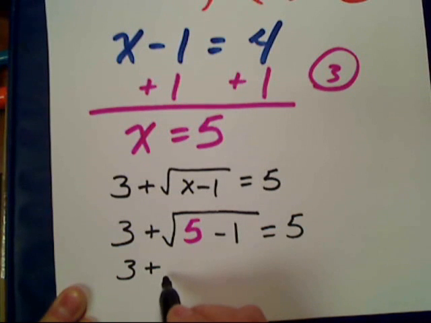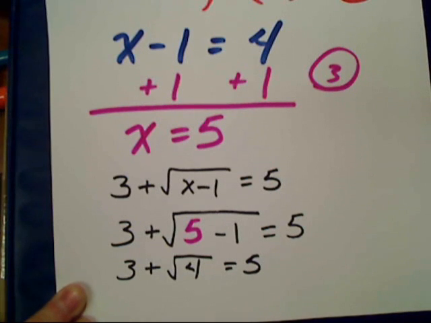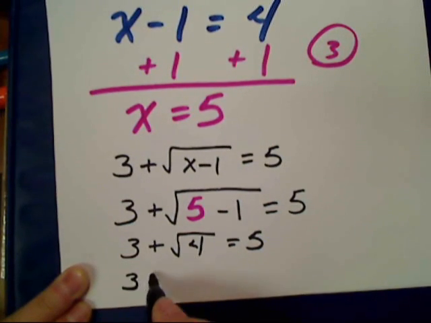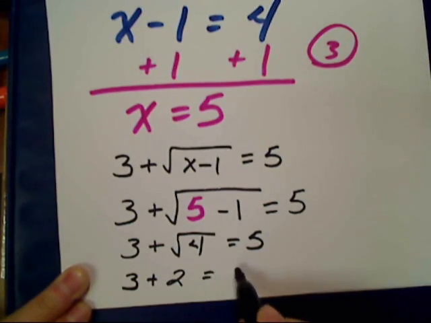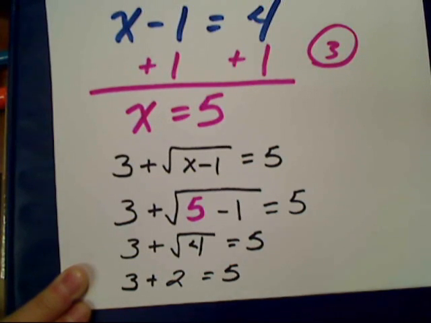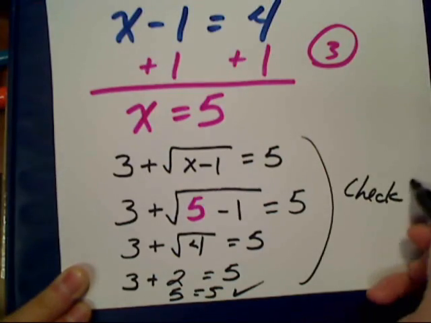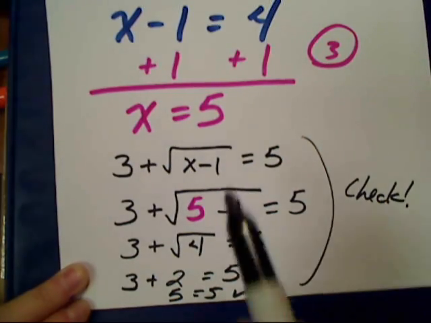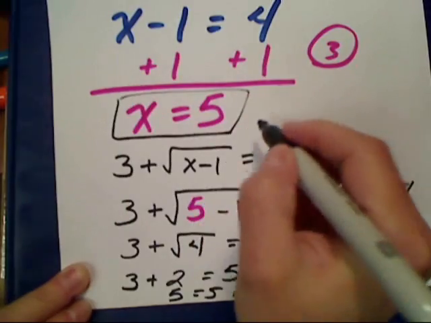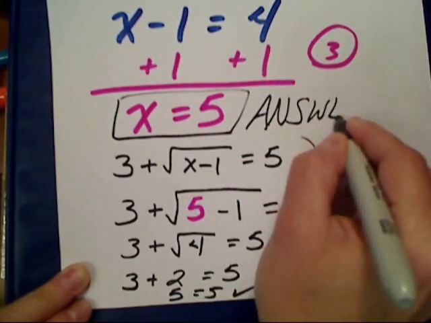5 minus 1 is 4. You still have the radical sign. We haven't done anything with that. Now that it's just a single value under there, I can simplify. What is the square root of 4? What number times itself is 4? Well, that's 2. And now you can simplify 3 plus 2. Yep, that's 5. 5 equals 5. It checks. So this is just the check, telling us that this is our answer, and our answer works.